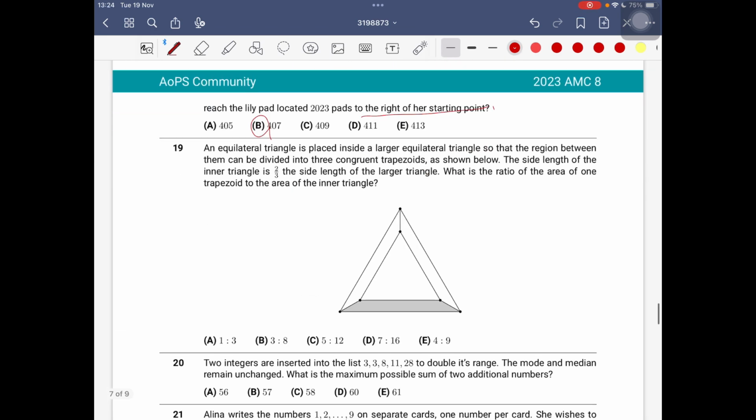And 19. An equilateral triangle inside a larger one, okay, find the ratio of the area of one trapezoid to the area of the inner triangle. The side length of the inner triangle is 2/3 of the side length of the larger triangle. So if this is x, this is 2/3 of x. So here we can say this is 1/6x, 1/6x. And because this is an equilateral triangle, this should be 30 degrees.